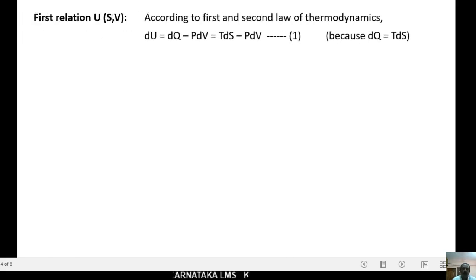Let us see the thermodynamic relations, that is first relations, the Maxwell's first relation. Here, according to the first and second law of thermodynamics, the internal energy is given by, that is dU equals TdS minus PdV. This equation already you know in case of first law of thermodynamics. Here dq is replaced by TdS because dq equals TdS here, because the entropy is equal to dq by T. Therefore, it becomes TdS minus PdV.